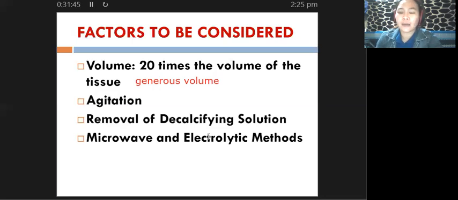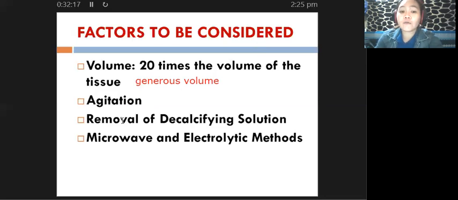The only problem when it comes to the use of sonication or agitation is that it will result in vigorous agitation. That's the only problem with sonication. It causes vigorous agitation of your solution, or your sample. Another factor that you have to consider is the removal of your decalcifying solution.